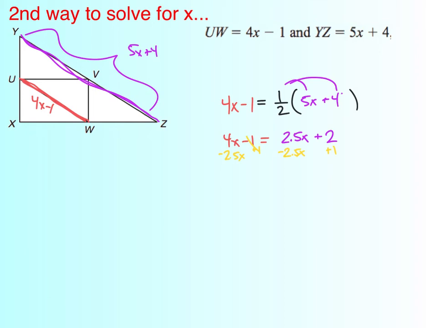And then 4x minus 2.5x is 1.5x. And then 2 plus 1 is 3. To solve for x, I would divide by 1.5, and 3 divided by 1.5 is still 2. So notice I get the exact same value of x equal to 2. If I put 2 into the value of UW, I would get 7 still. And if I put 2 in there, I would get 14 still, which means I would still have gotten 7 for YV right there as well. Just another idea if you like that.